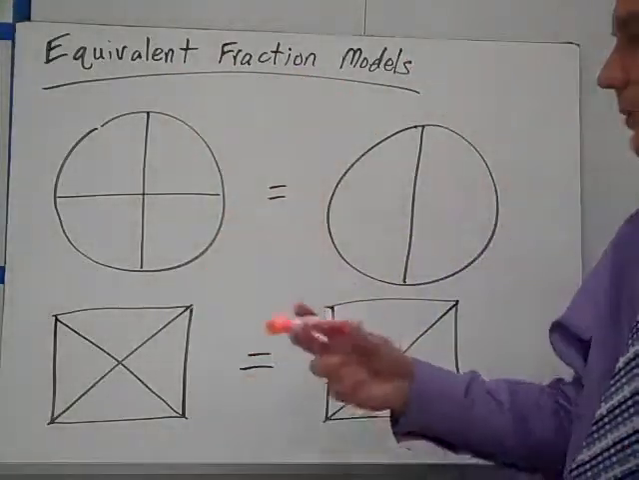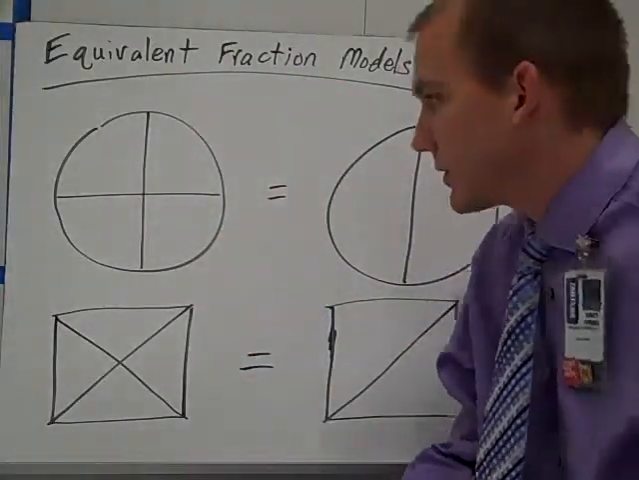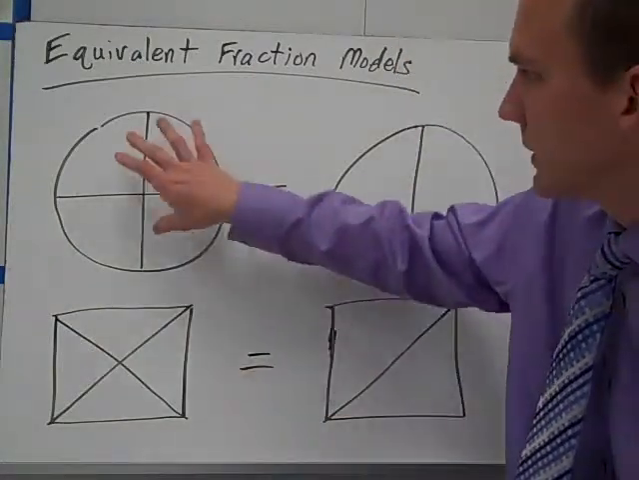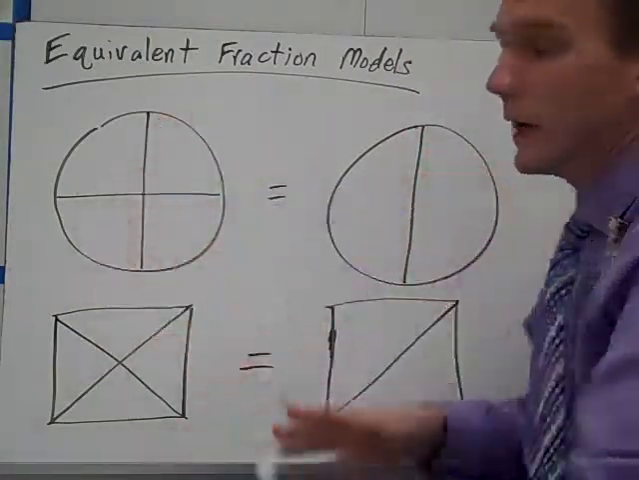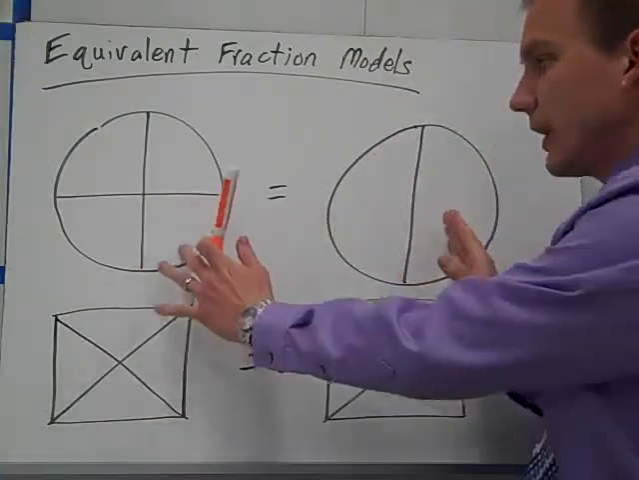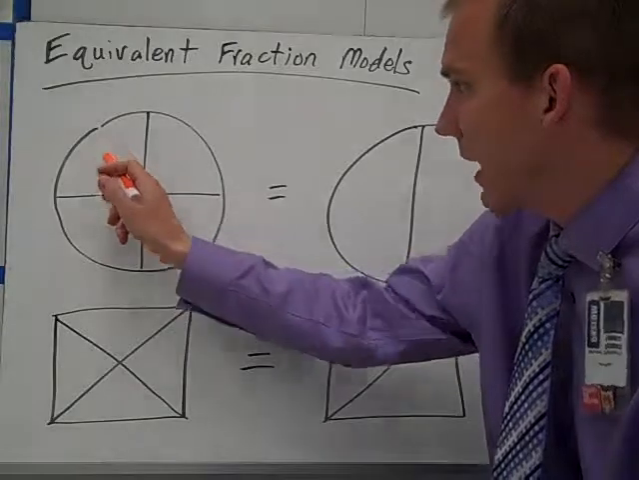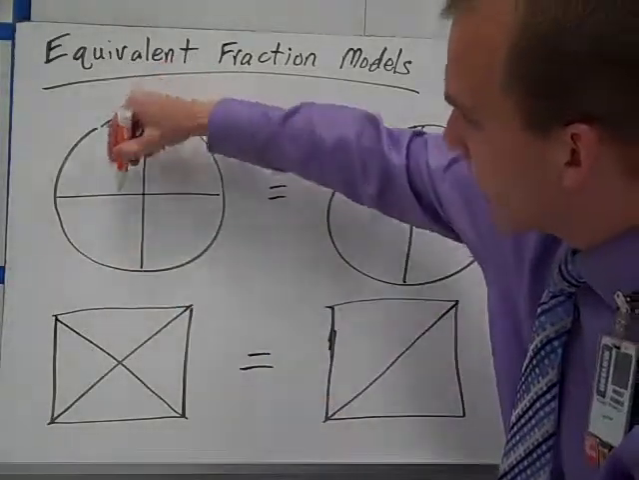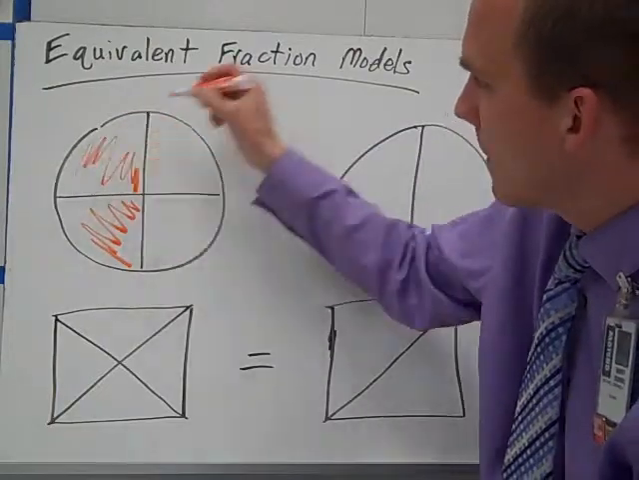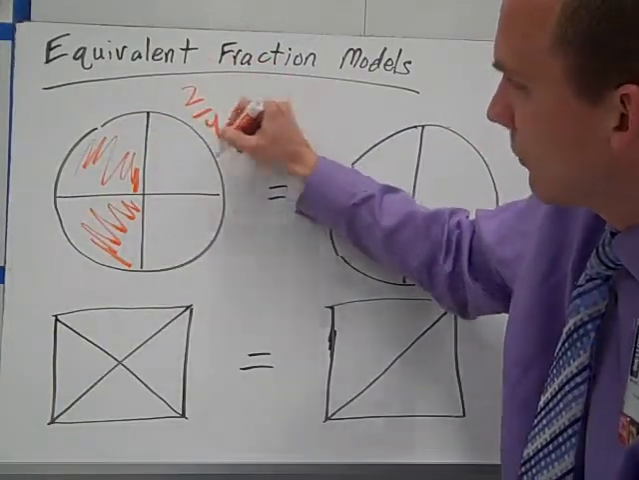Equivalent fractions with models. To do this, you first have to start out with two wholes that are equal. So in this case, I'm going to tell you that this circle and this circle, the whole thing, are exactly the same size. Now, clearly they have been broken into separate fractions. Here we have fourths. Well, let's say I shaded in 2/4.